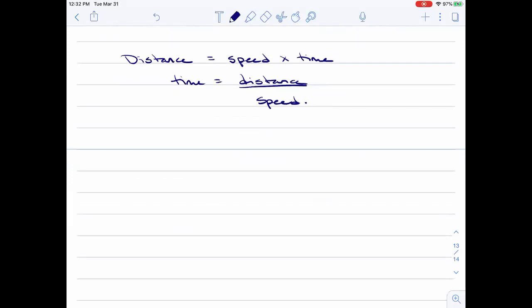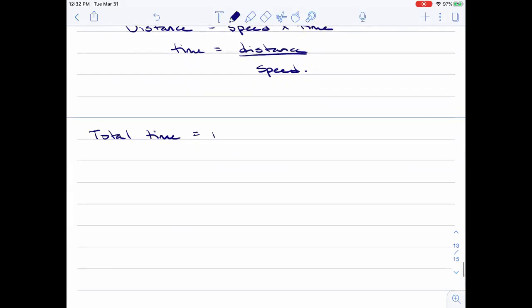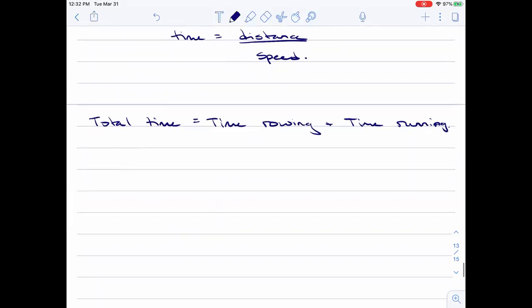So the total time is the time rowing plus the time running. Okay. If we break these up into two parts, and I'll clean this plus up because it's important, there.